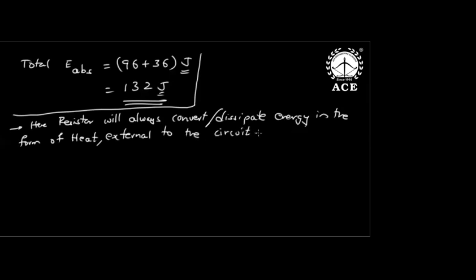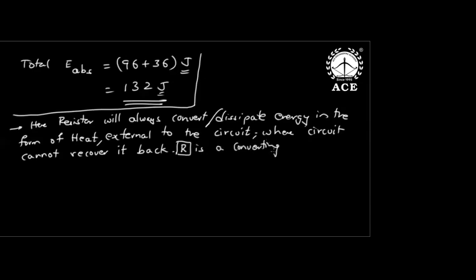Where the circuit cannot recover it back, because it is dissipating, converting. So the circuit cannot recover it. So the resistor is a lossy element. So R is a converting and lossy element. I will write this first: converting and lossy element.